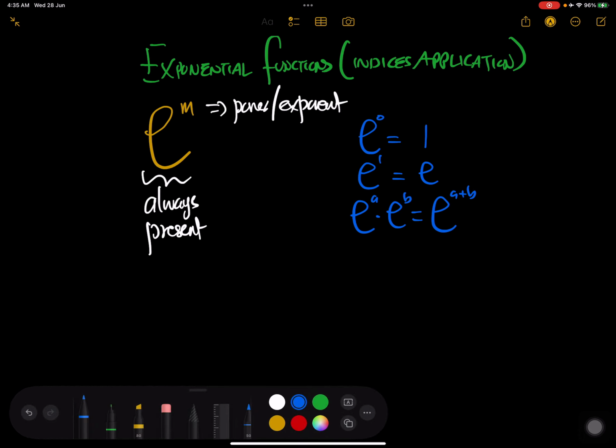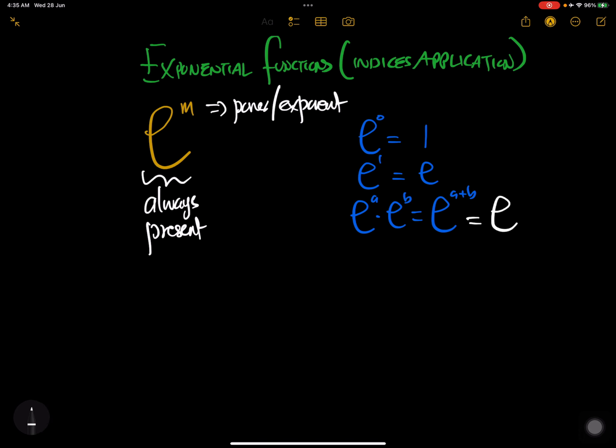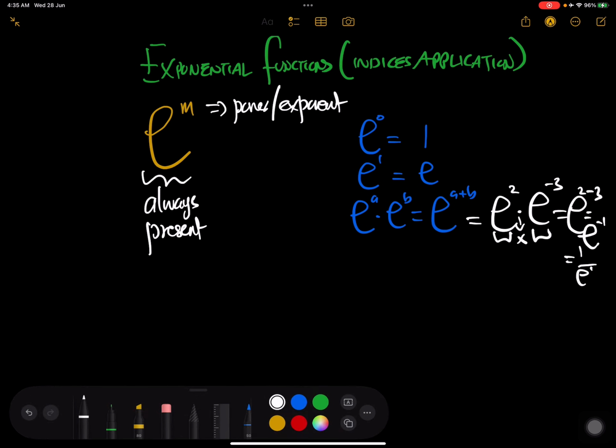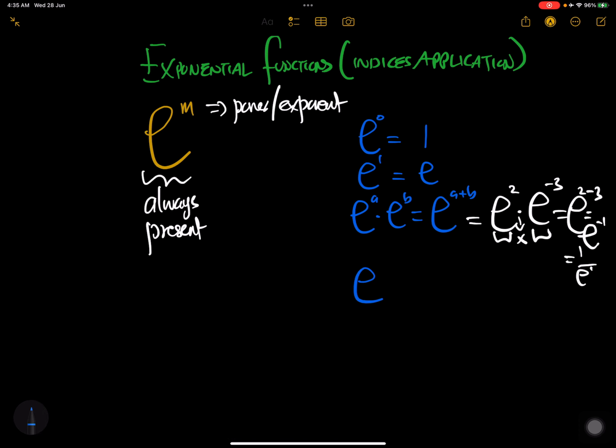Remember, we said that. An example, let's say you have e to the power of 2 multiplying e to the power of negative 3. Because the bases are the same and we are multiplying, we add the powers. So it's e to the power of 2 plus negative 3, which is 2 minus 3, and we get e to the power of negative 1, which is 1 over e. So I'm just saying that we can apply all that we've learned.